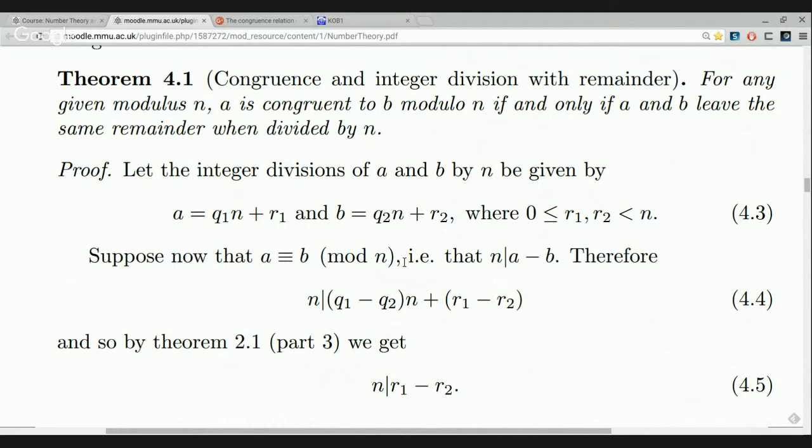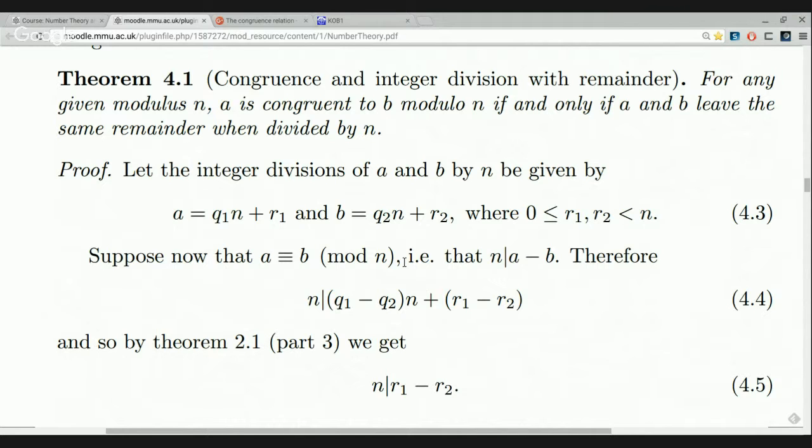So first of all, we'll suppose that A is congruent to B. By definition, that means n divides the difference A minus B. So n must divide this. Now, this expression here is just obtained from A minus B here, and we just factorize it a bit. So we get Q1 minus Q2 times n plus R1 minus R2.